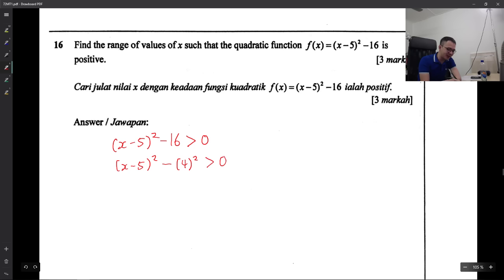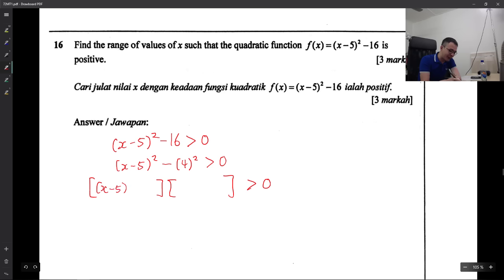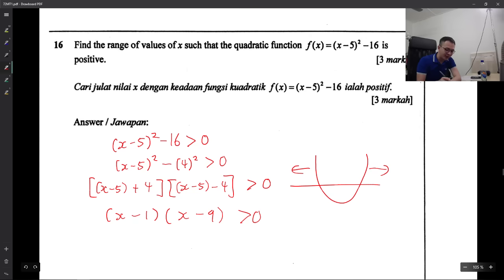Then you realize this is a squared minus b squared, right? So you should get (a plus b)(a minus b) bigger than 0. My a is x minus 5. Then I solve this: it should be (x minus 1)(x minus 9) bigger than 0. If bigger than 0, we know the solution goes in two directions, and my values are 1 and 9. So therefore, x is bigger than 9 or x is less than 1. This is how I solve this kind of inequality question for quadratics.